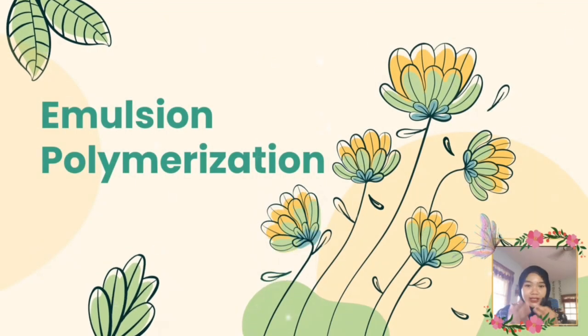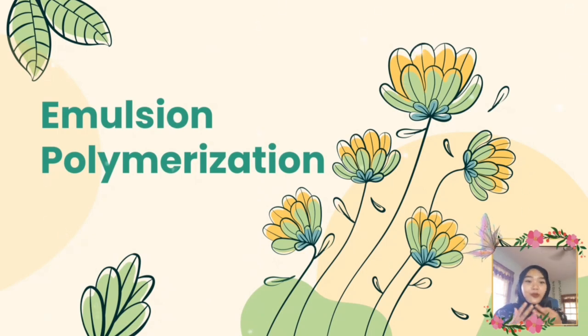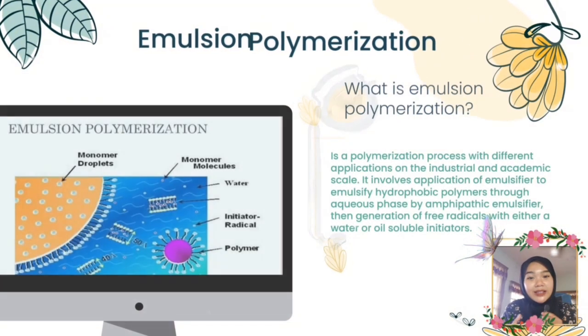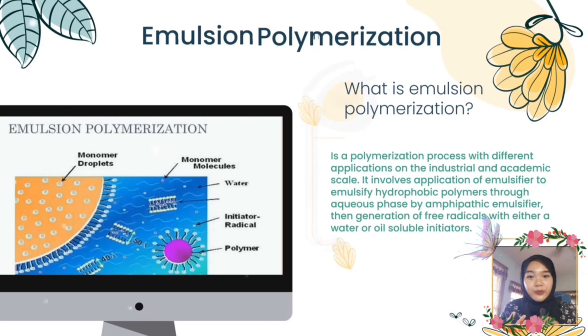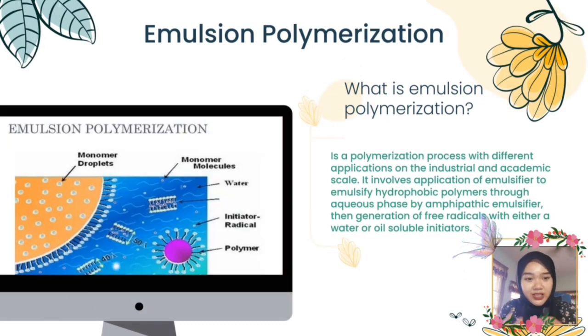Next addition polymerization is emulsion polymerization. What is emulsion polymerization? Emulsion polymerization is a polymerization process with different applications on the industrial and academic scale. It involves the application of an emulsifier to emulsify the hydrophobic polymer through an aqueous phase by an emulsifier, the generation of free radicals with either a water or oil soluble initiator.